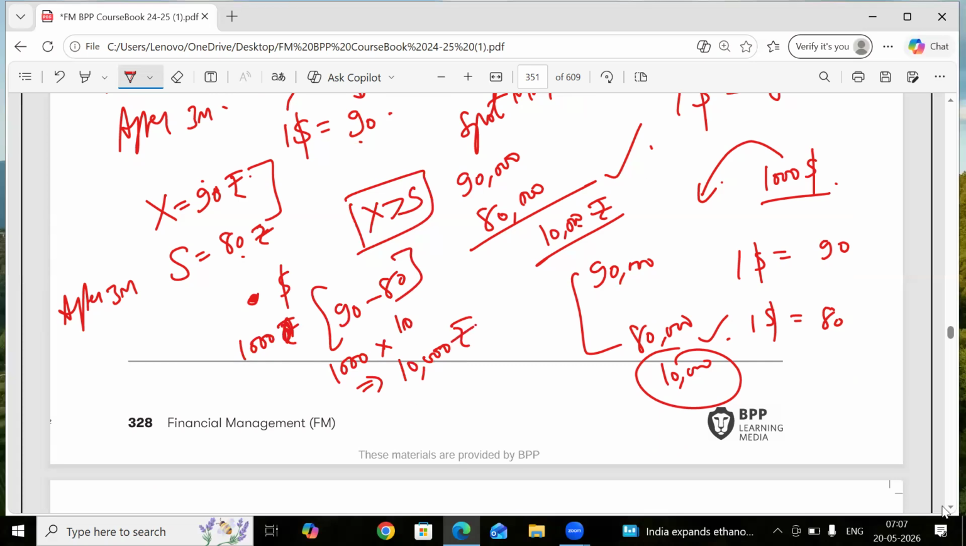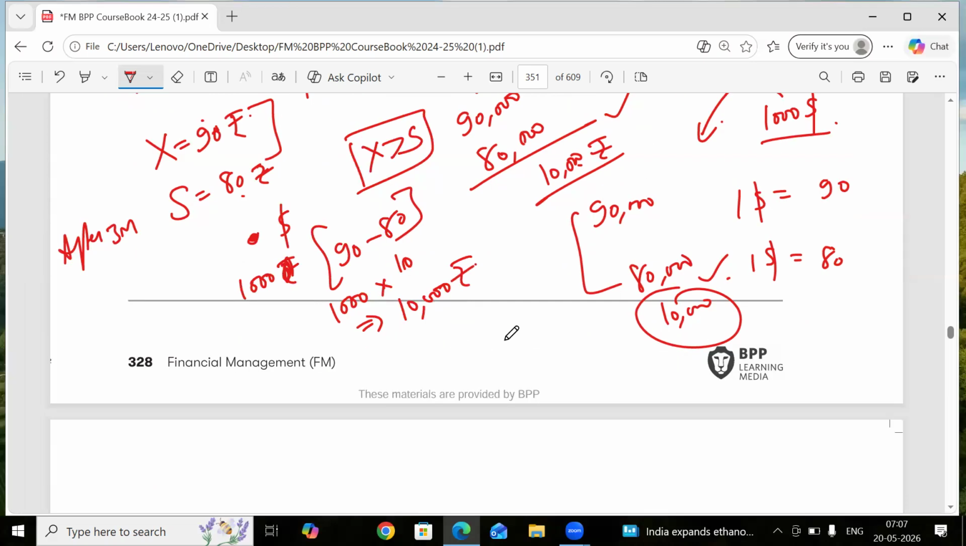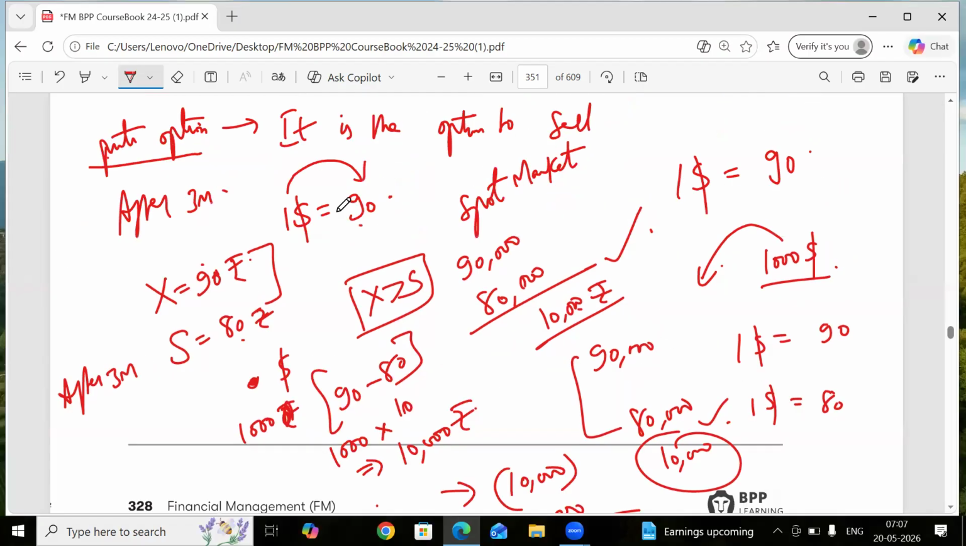So loss from spot market, gain from option market is nullifying this. So it is a perfect hedge. Okay. You could hedge your foreign currency exchange rate risk with the help of put option.